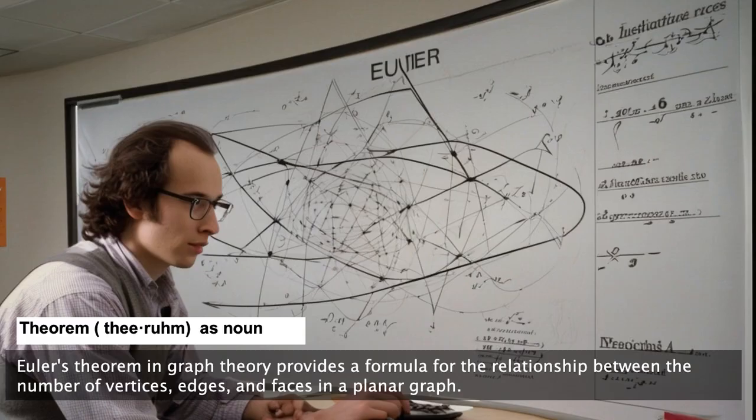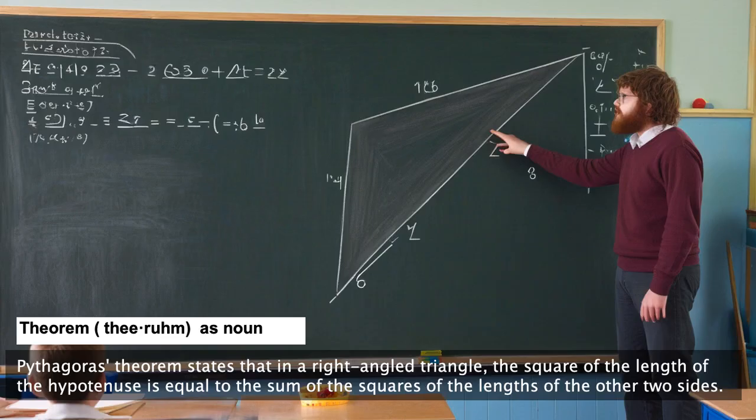Euler's theorem in graph theory provides a formula for the relationship between the number of vertices, edges, and faces in a planar graph. Pythagoras' theorem states that in a right-angled triangle, the square of the length of the hypotenuse is equal to the sum of the squares of the lengths of the other two sides.